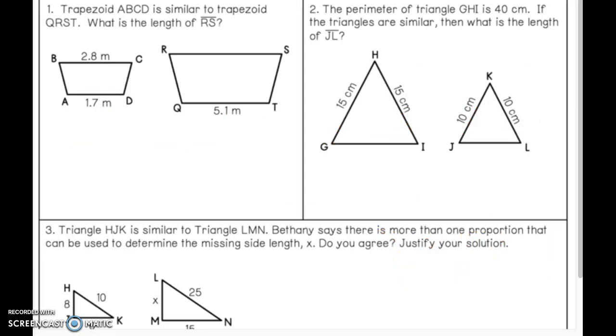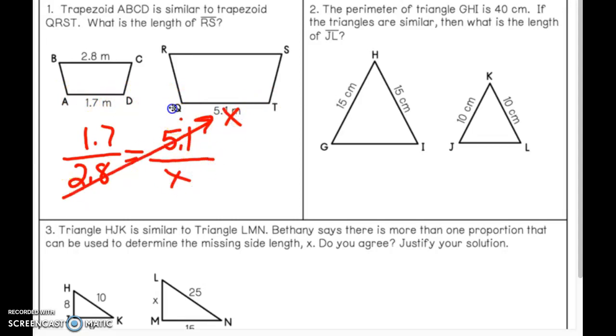All right, so trapezoid ABCD is similar to trapezoid QRST. What is the length of RS? So because it says it's similar, we know it is proportional. So we're going to do 1.7 over 2.8. This side and this side are the same side because they're the shorter of the two bases. So this one goes up here, but we don't know this one. So again, we're going to cross multiply and then divide by 1.7. And when we do that, we get 8.4 meters.